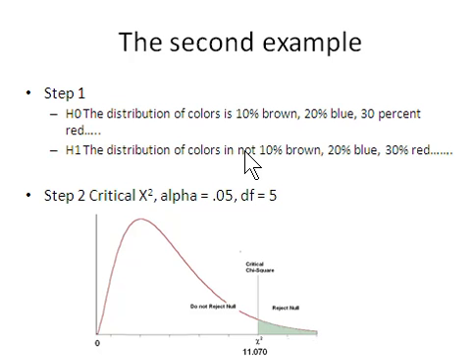And the alternative is that the distribution is not that, in which case I'd have to shut down and fix the machine. In this case, I have a critical chi-squared with alpha of 0.05, degrees of freedom of 5 once again, and it's the same, 11.070.